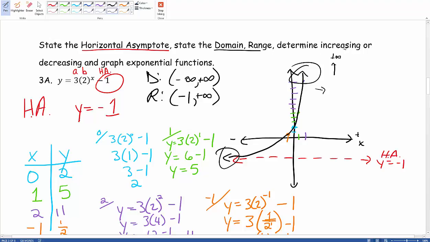Now, determining if this thing is increasing or decreasing, well, we do see that our graph is going upwards, as we can kind of tell. So it is, as a result, increasing. This graph would be increasing then. So again, that is target 3A from our Chapter 5 study guide.